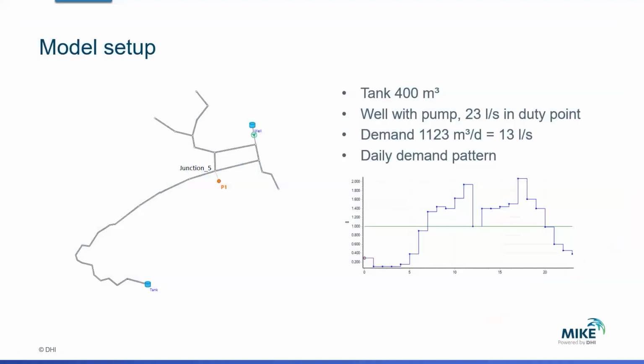So we start with the calibration of a time series. It's a very small setup with a tank here and a pump, a well. The tank has 400 cubic meters. The demand is over 1,000 cubic meters per day. So obviously the tank is not big enough and the pump will switch on and switch off. There is a daily demand pattern behind it. And we have one measurement station here for pressure.